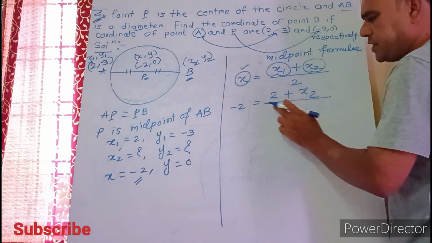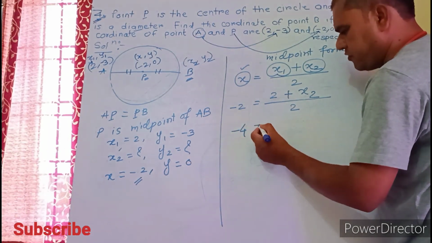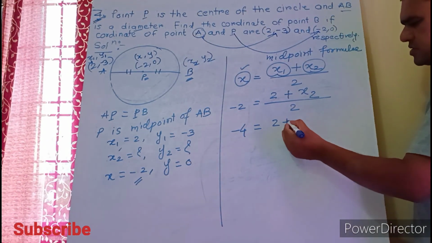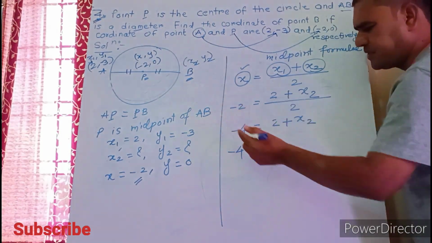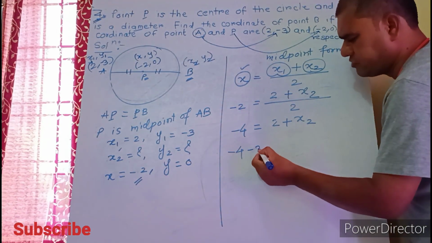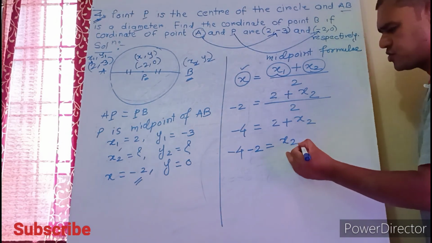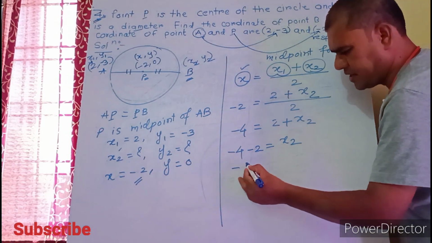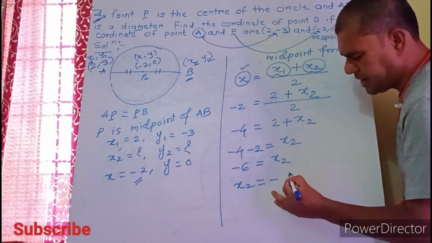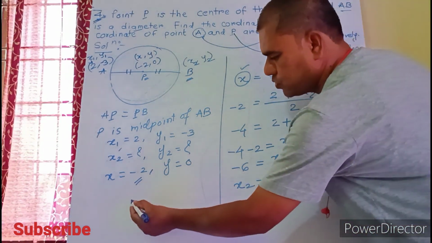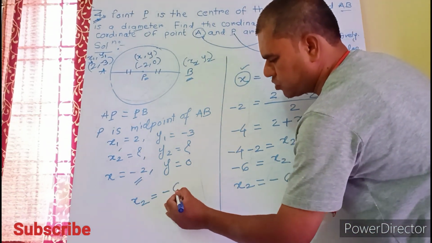Now 2 into minus 2, that is minus 4, will be equal to 2 plus x2. Now this minus 4 as it is, and plus 2 shifted to the left-hand side will be minus 2, and this will be x2. Now minus 4 minus 2 is minus 6, so x2 equals minus 6. We get the value of x2 equals minus 6.